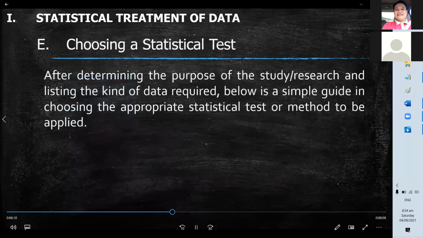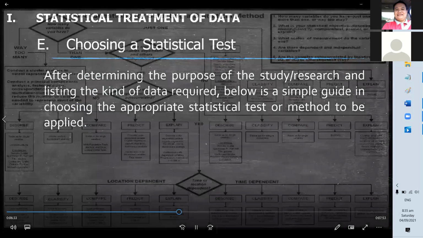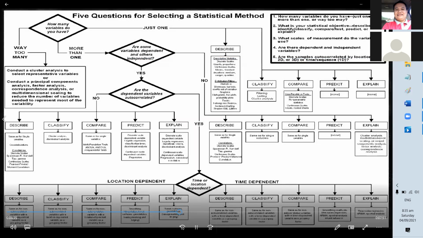Choosing the statistical test. After determining the purpose of the study or the research and listing the kind of data required, below is a simple guide in choosing the appropriate statistical test or method to be applied. Here is a simple diagram that might help us for selecting a statistical method.